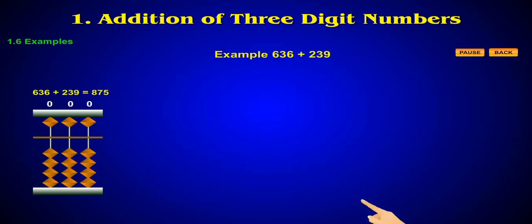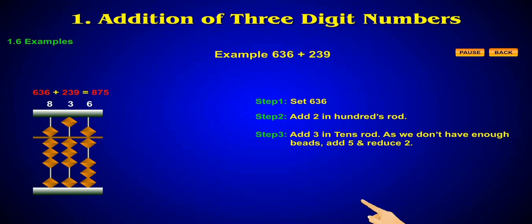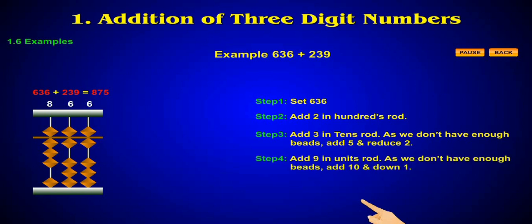Example: 636 plus 239. Step 1. Set 636. Step 2. Add 2 in hundreds rod. Step 3. Add 3 in tens rod. As we don't have enough beads, add 5 and reduce 2. Step 4. Add 9 in units rod. As we don't have enough beads, add 10 and down 1. Step 5. Count the beads.